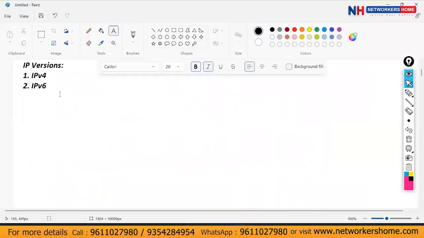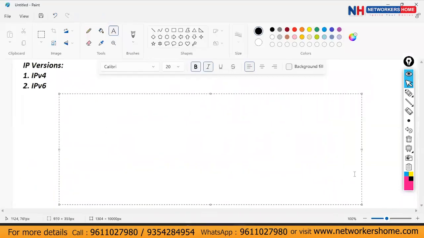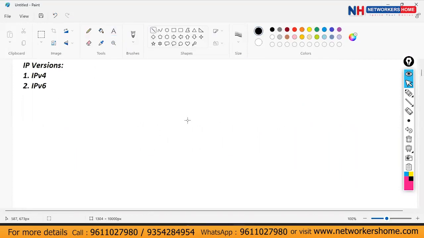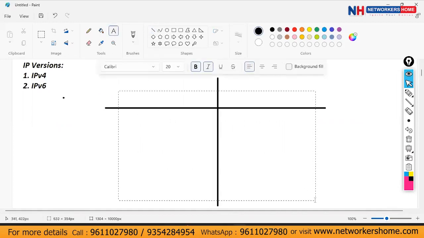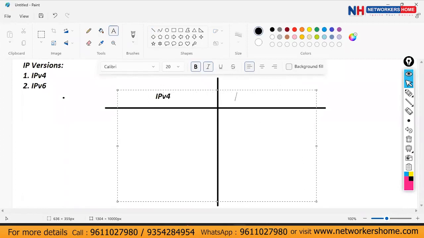So we'll see some differences, what is the difference between IPv4 and IPv6. One side is IPv4, second is IPv6. First of all, an IPv4 address is a 32-bit address. And when I'm talking about bits, I'm talking about binary. Everybody knows about binary. Binary is a number system that has only two digits: zero and one. So if you write an IPv4 address in binary, it is going to have 32 bits.